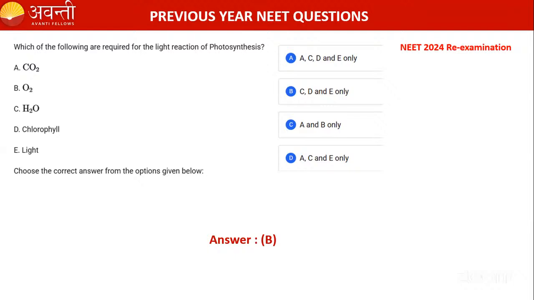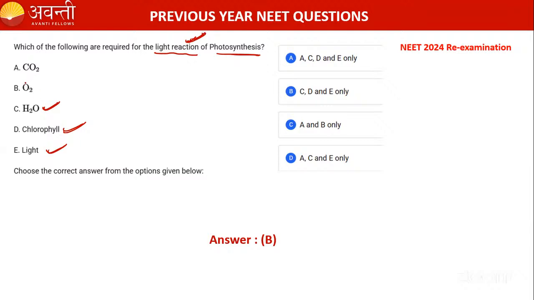See here, guys. We are talking about the light reaction of photosynthesis. They're not asking you about photosynthesis overall or the dark reaction. When it is required for the light reaction, we require water, for the splitting of water, we require the hydrogen. Yes or no? Right. Then coming to the chlorophyll, for the absorption of light, we require chlorophyll, right? Then coming to light, we require light for photosynthesis, yes or no? Only for the light reaction, we require water, chlorophyll, and light.